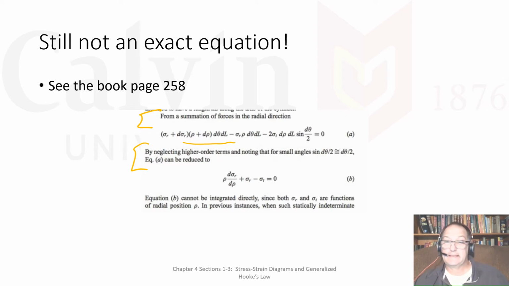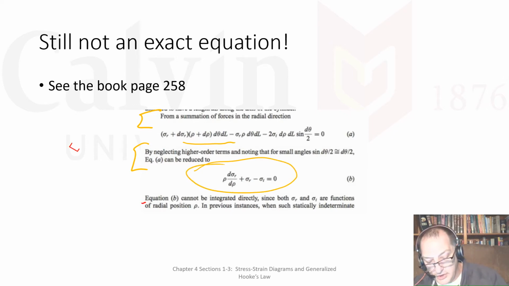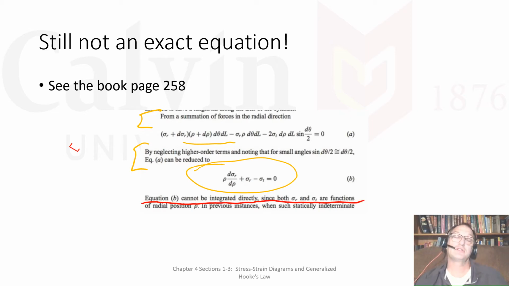So that's where we are. And then we wind up getting this, and then you see it gets even better. Equation B cannot be integrated directly since they're both functions of the radial. So now this has just become a statistically indeterminate problem. And so then they wind up integrating between limits and using the stresses and strains.